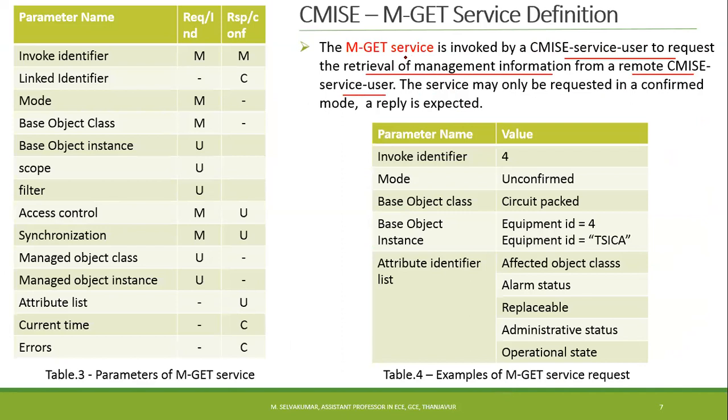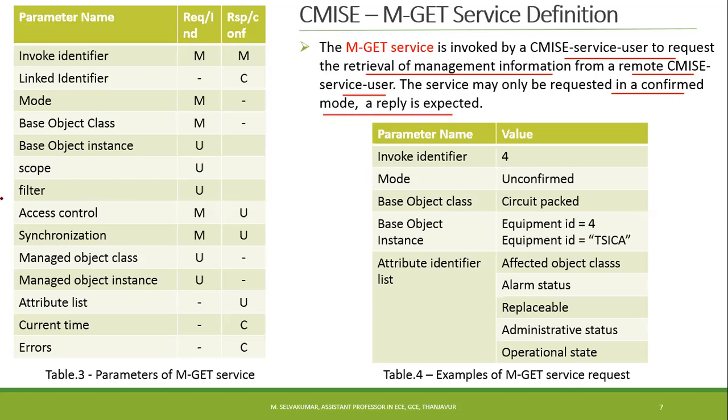This M-GET service is invoked by a CMIS service user to request the retrieval of management information from a remote server. This GET service is enabled to get the information from the remote CMIS service user. This service may only be requested in a confirmed mode, and a reply is expected for these services.